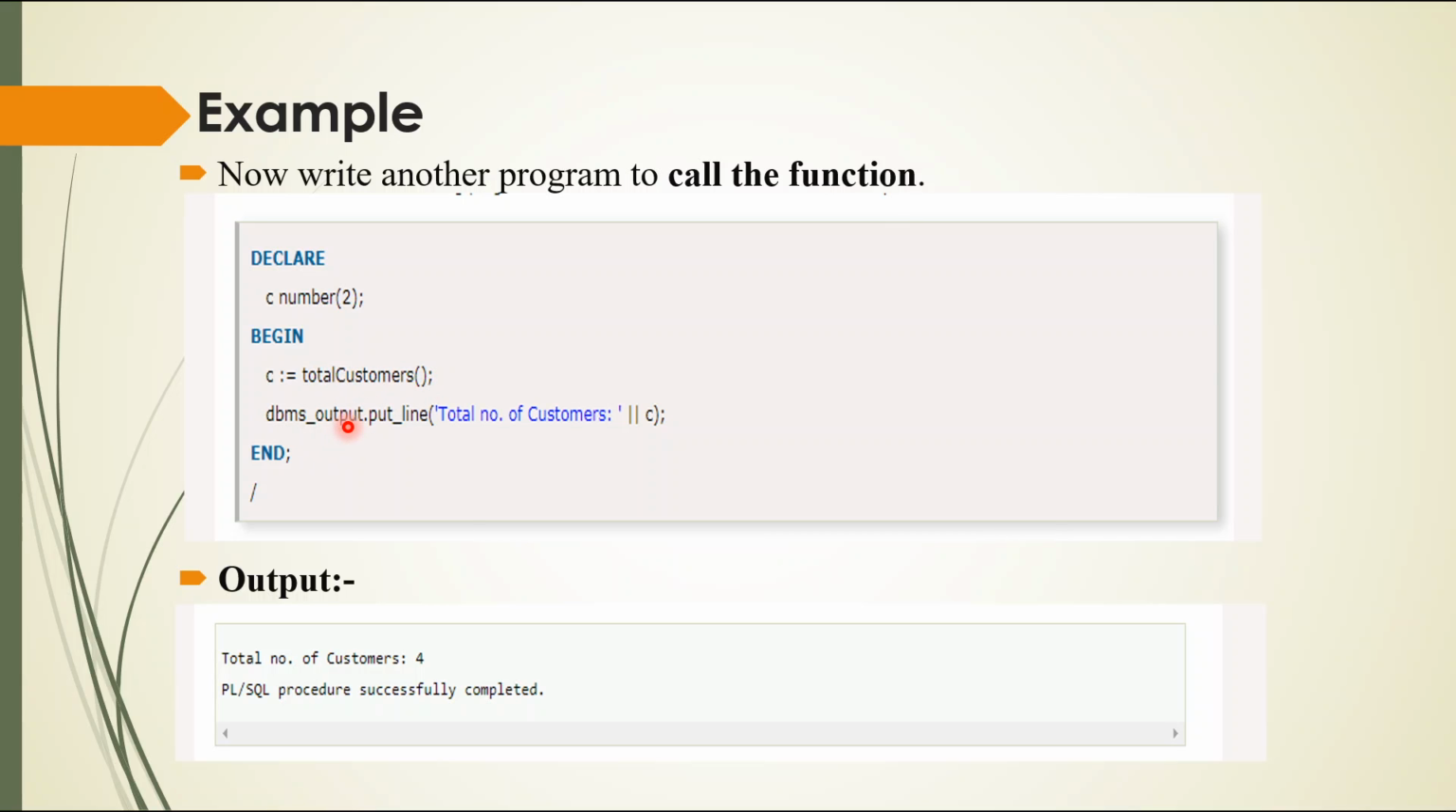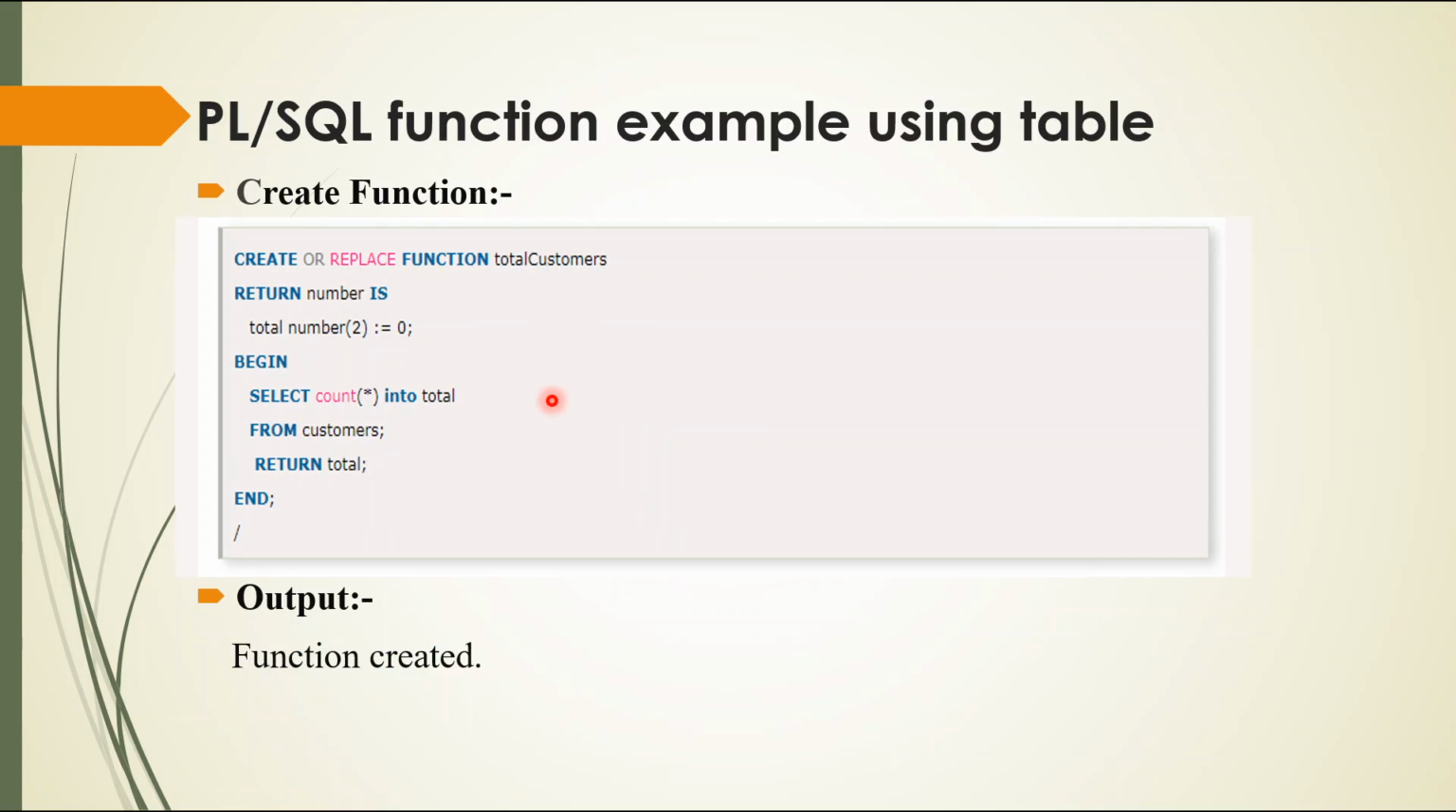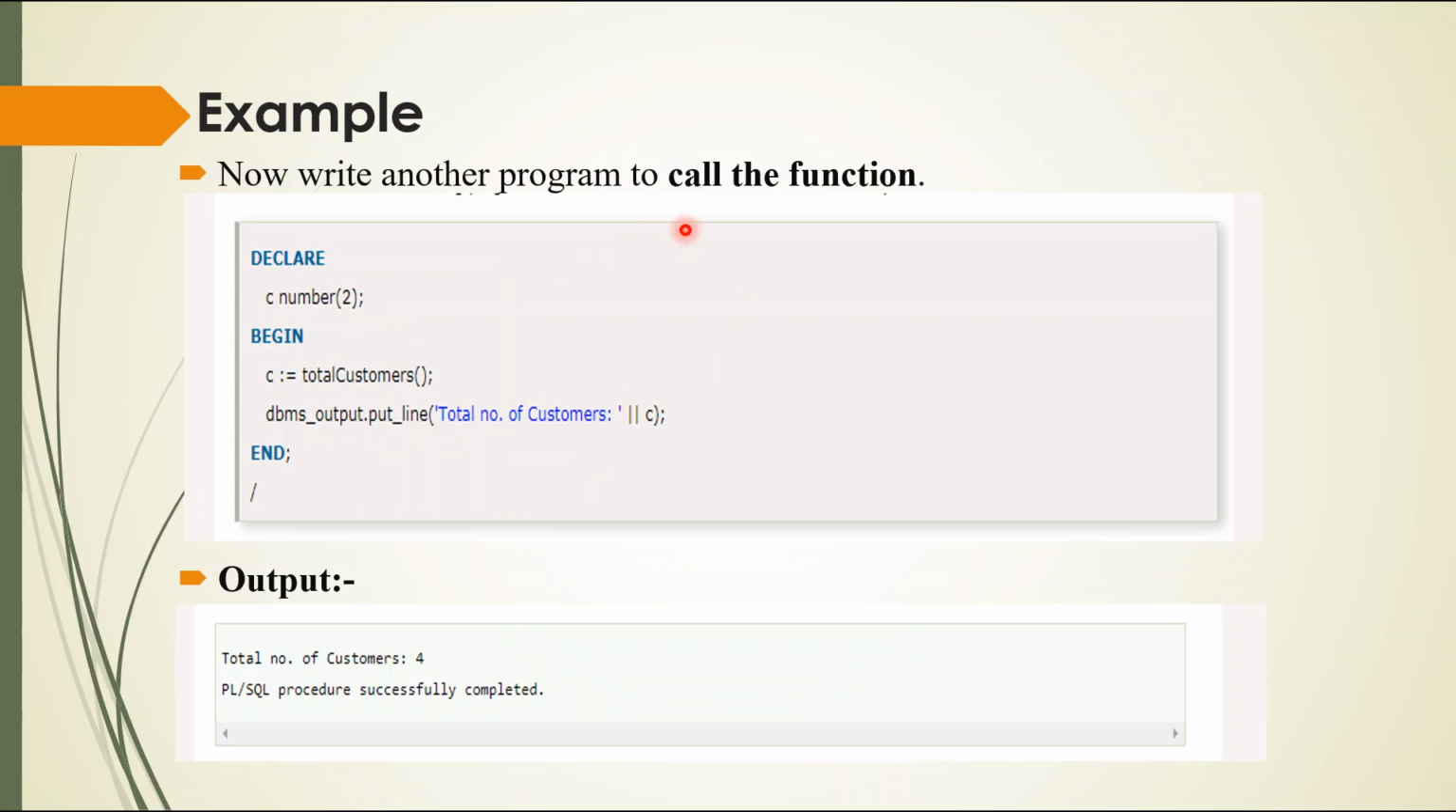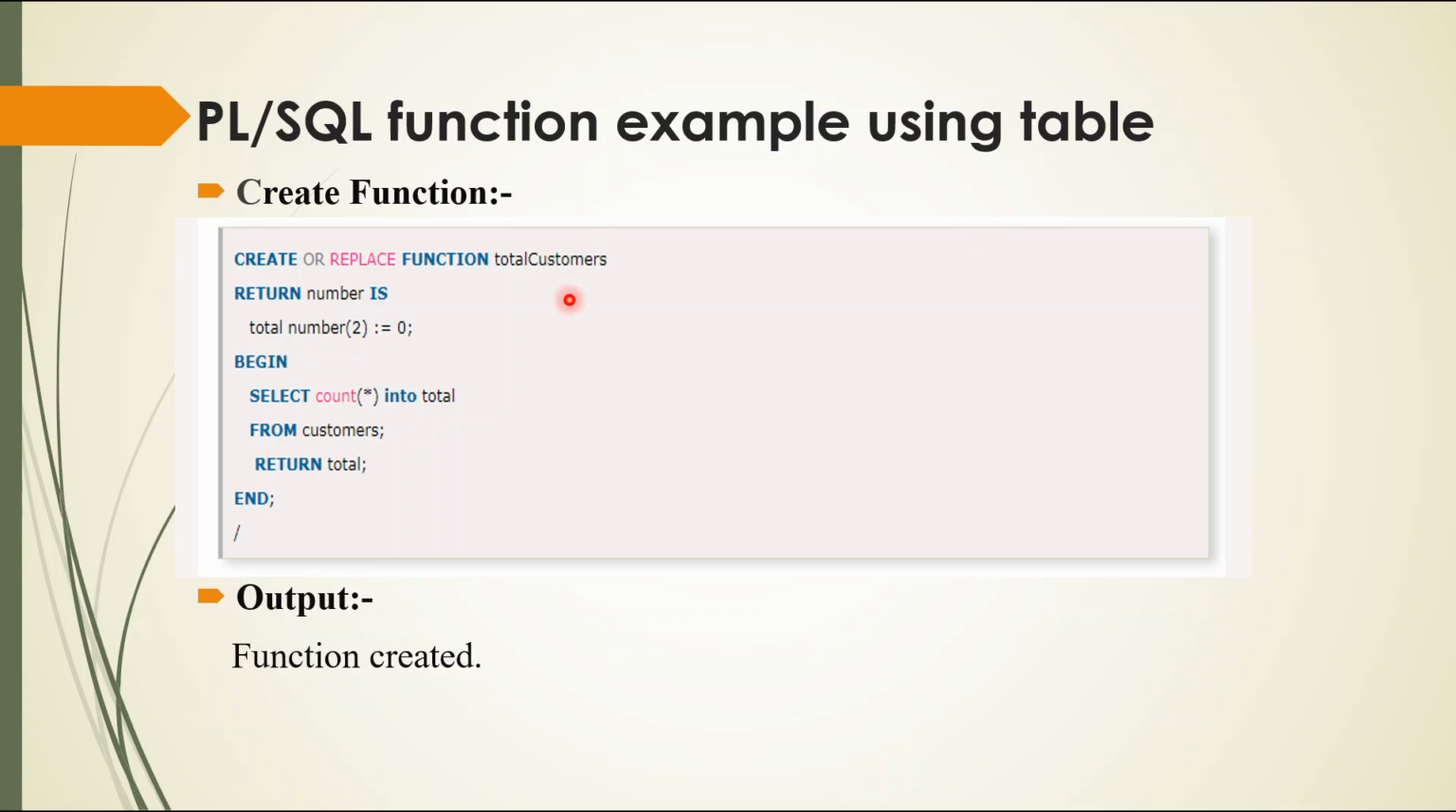Then dbms underscore output dot put underscore line, total number of customers. The total number of customers is now in which variable? The c variable, so I am writing the c variable over here. My output will be total number of customers 4, and PLSQL procedure successfully completed. So remember this syntax: first we have to create the function, and then we have to call the function. For that we use the concept of function in C language, and you have to follow the syntax of PLSQL blocks. So this is the concept of function.